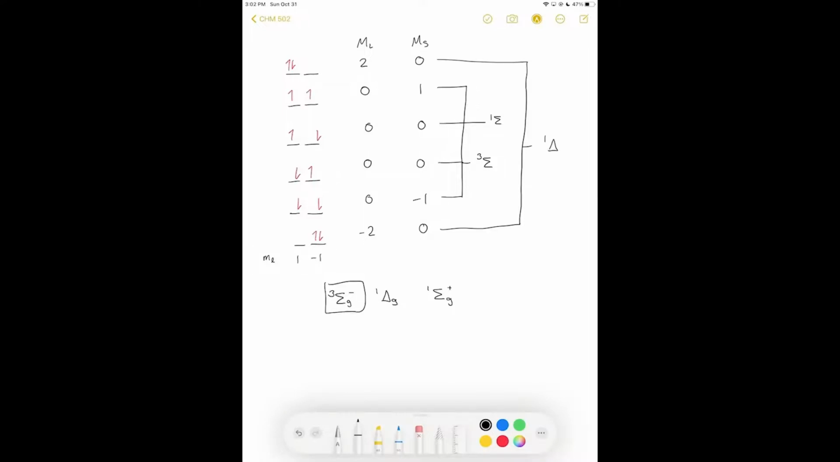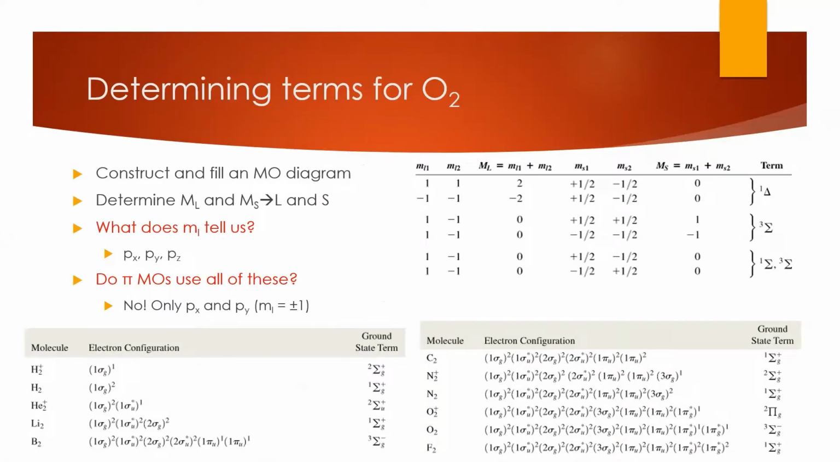Going back to the slides here, we can see the ground state terms for all of the second row diatomic molecules. One thing to point out that I mentioned before is exactly like we expect from atomic spectroscopy. If all of the orbitals are completely full, our ground state is a 1 sigma g. So we see for diatomic hydrogen, we have 1 sigma g. For diatomic lithium, we have 1 sigma g. We also have that for carbon, nitrogen, fluorine. Only states where we don't have completely full orbitals have ground states that are not 1 sigma g terms.